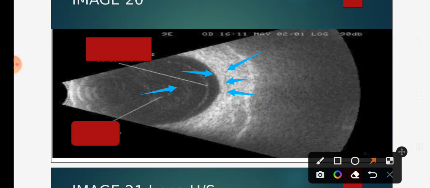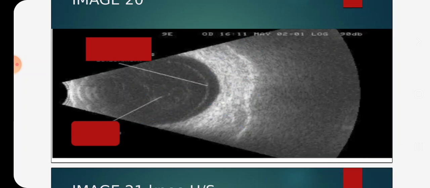But when you see a hypoechoic line inside this eye, it's called posterior vitreous detachment. The vitreous detachment comes from a thin membrane, but sometimes retinal detachment can be seen, hyperechoic, with internal hemorrhage.